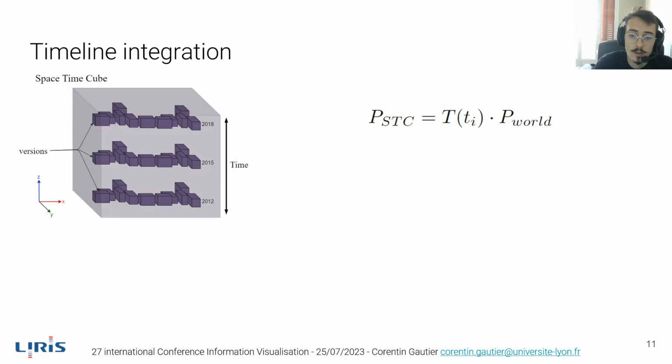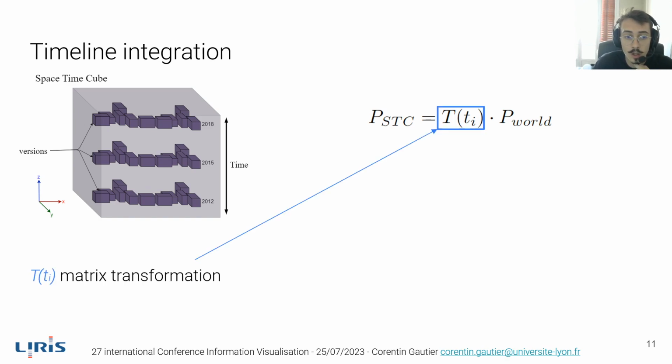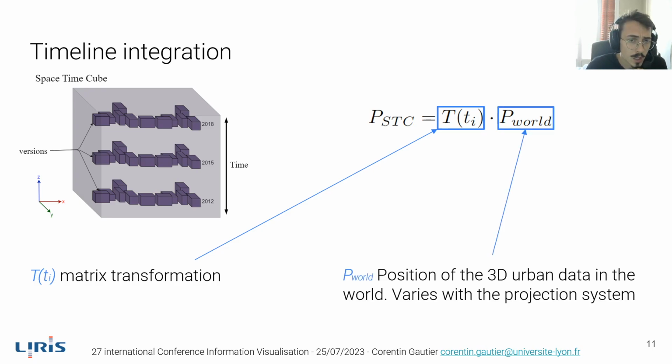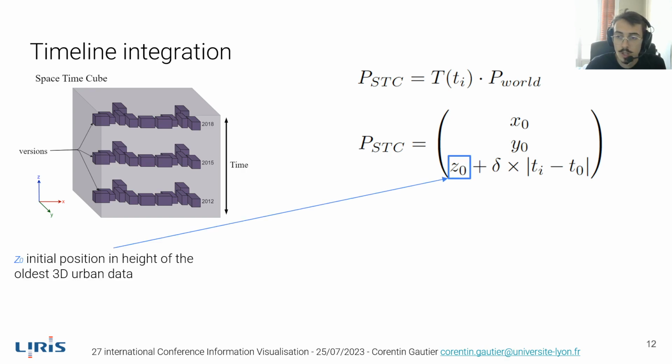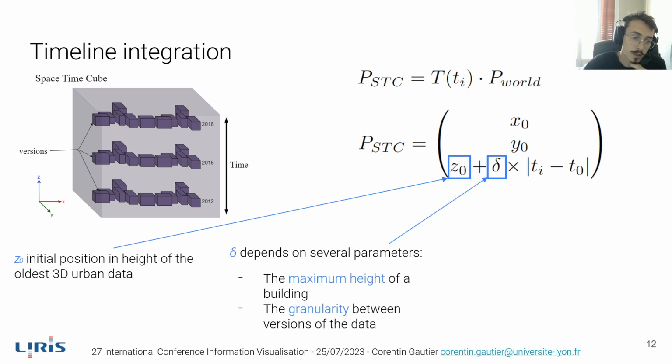For that, we have made a little matrix transformation, multiplied to the coordinates in the world position. To be more in detail, we have x0, y0, and z0, that is the position in the world, where z0 is the initial position in altitude of the original 3D urban data, plus a delta coefficient. It depends on several parameters: the maximum height of a building and the connectivity between versions of data.